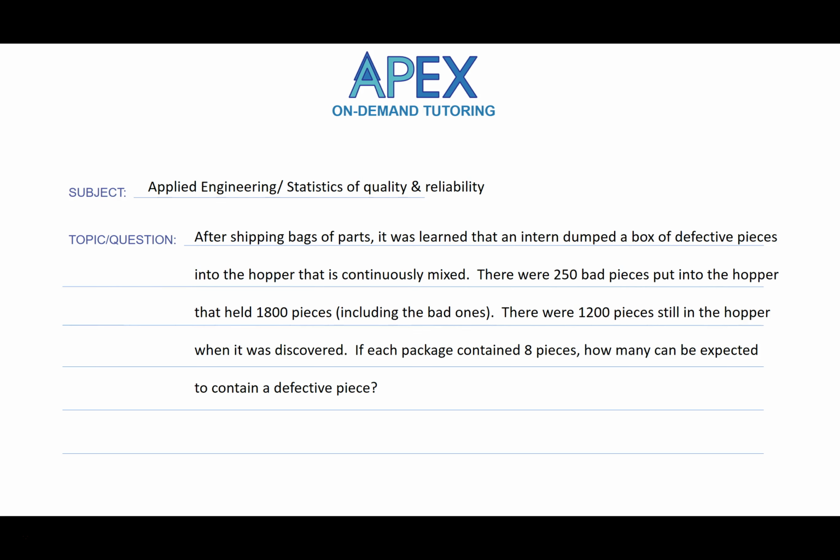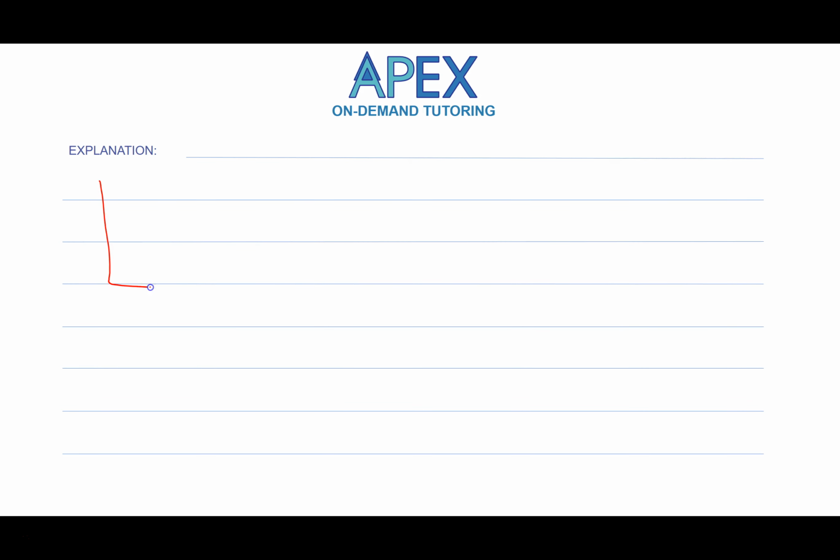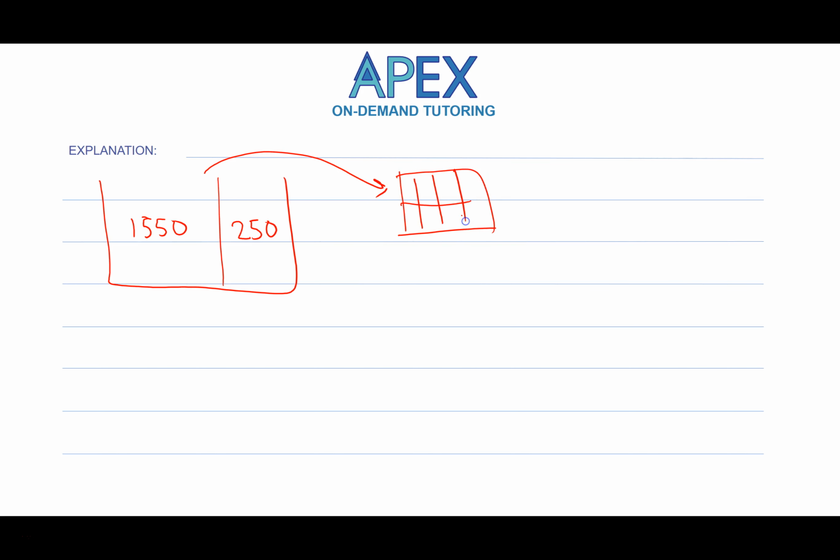Okay, so this is basically a drawing without replacement type of problem. Think of the hopper: if I put 1,550 good pieces here and 250 defective pieces, I'm going to randomly draw one at a time and make packages of 8. Now this is going to be tricky, because as I take pieces out of this hopper, I'm changing the probability that I pick up a bad piece.